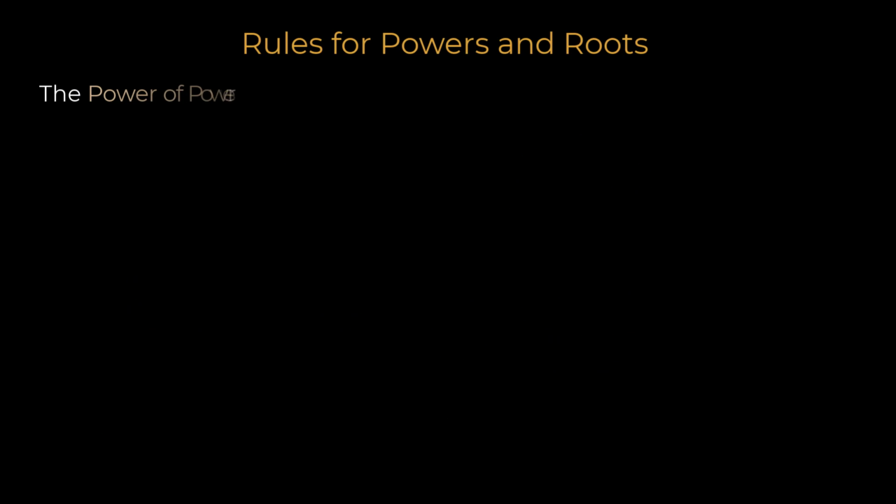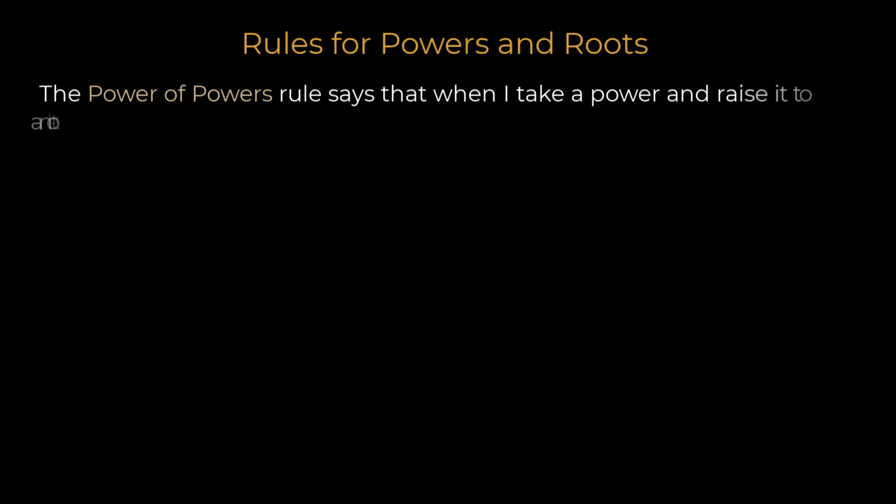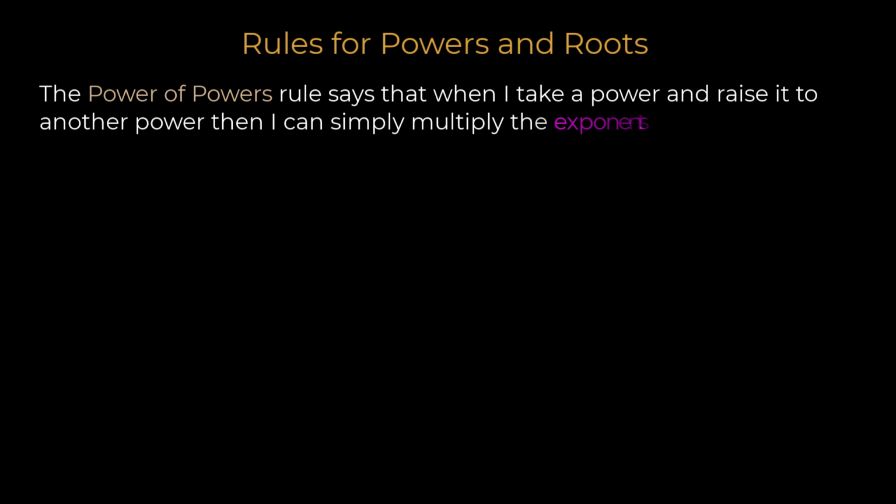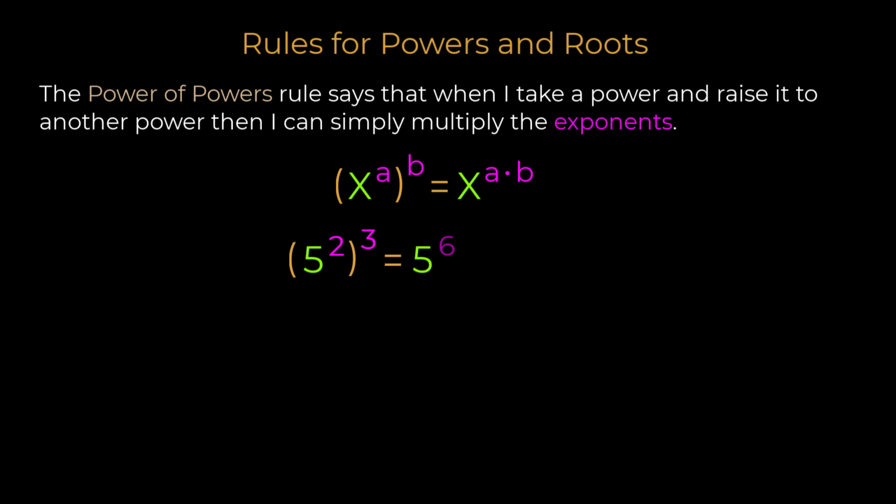The power of powers rule says that when I take a power and raise it to another power, then I can simply multiply the exponents together. Here is how the rule is expressed. So, for example, 5 squared, quantity cubed, is equal to 5 to the 6th power, since 2 times 3 equals 6.